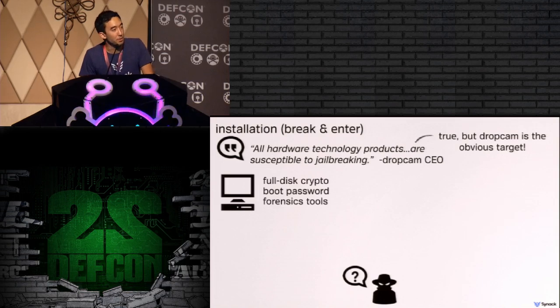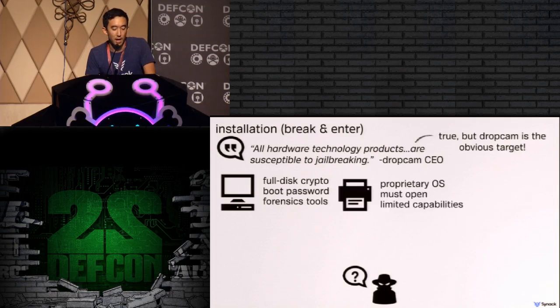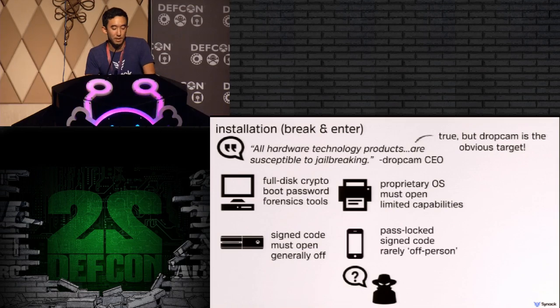Someone can go after a computer, but it often has full disk crypto, a boot password, and there are known forensic tools. They can go after a printer, but it runs a proprietary operating system. You've got to crack it open, and really, a printer can't see, it can't hear. There's a lot of things it can't do. They can go after your gaming console, but again, it runs signed code and has DRM protection. You've got to crack it open, and it's generally turned off. Or they go after a mobile phone, but it's normally passcode locked, again runs signed code, and it's rarely off the person.